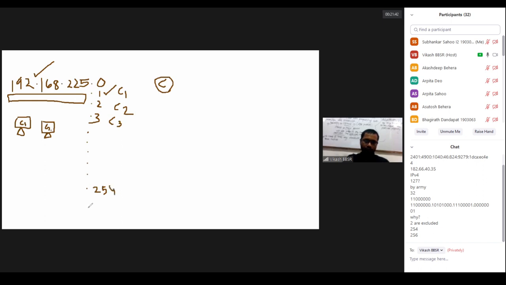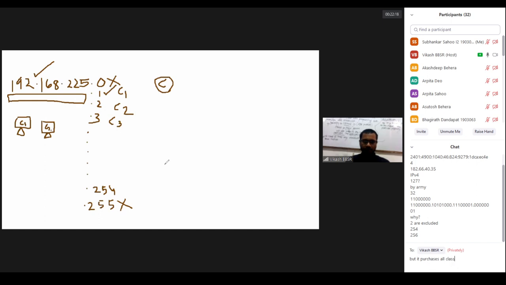254, because 255 will not be given to anyone, and 0 is not given to anyone. Are you getting it or not? In one IP address of class C, a total of 254 systems can be accommodated.